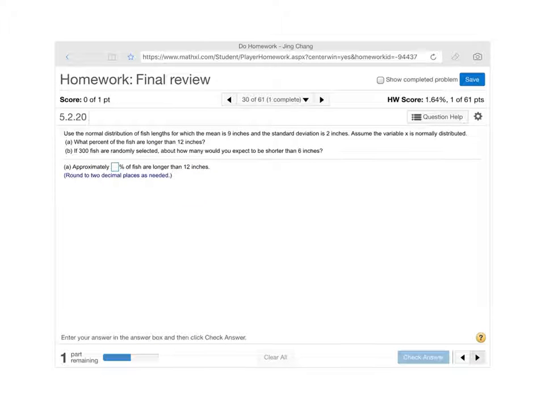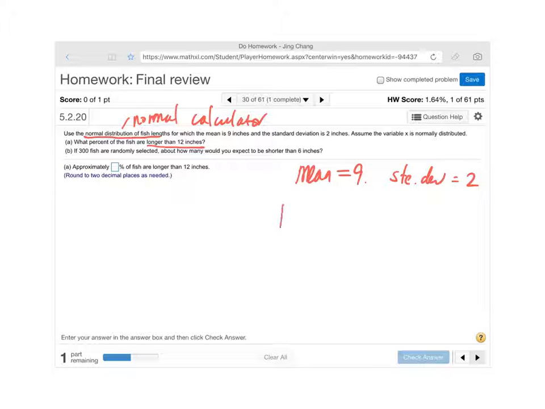Okay, this one we'll also use a normal calculator because here it says the normal distribution. The mean is 9, standard deviation is 2. You want to find longer than 12 inches, so you're looking for the probability of x greater than 12, and then use your normal calculator to find the answer. So that's 0.0668, or 6.68% if you move the decimal place to the right by 2 places.